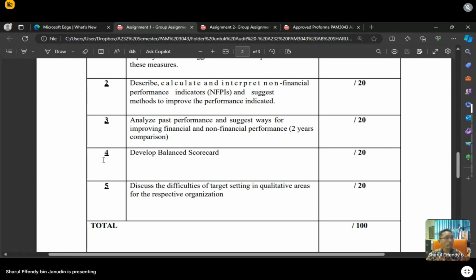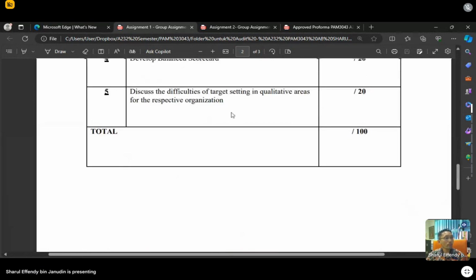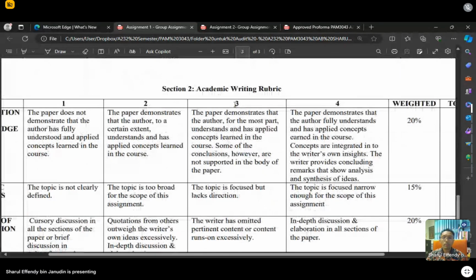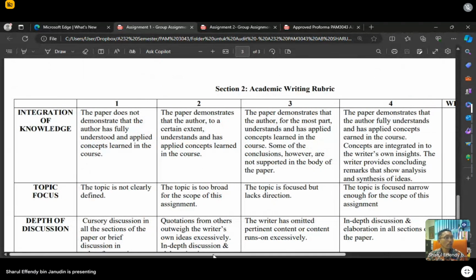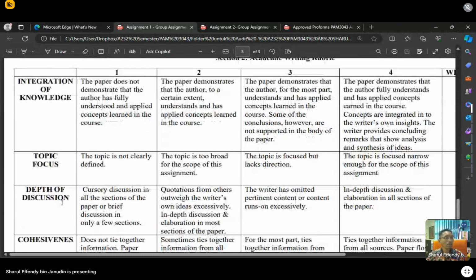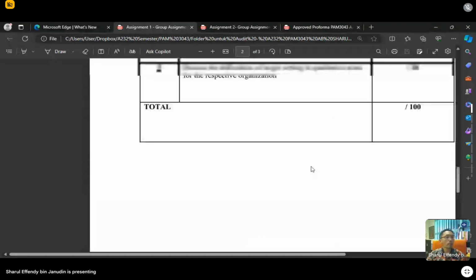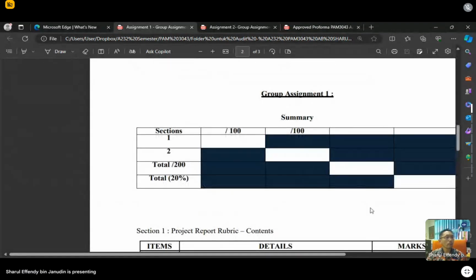So it carries 100%, and this is about the content itself. Then I will look at the way you prepare your assignment. I will look at the integration of knowledge, the topic focus, the depth of discussion, the cohesiveness, and the spelling and grammar. This total is about 100, so it will be converted into 20%. That is about our first group assignment.